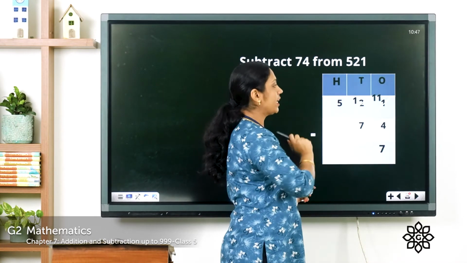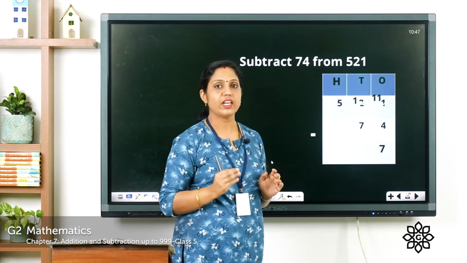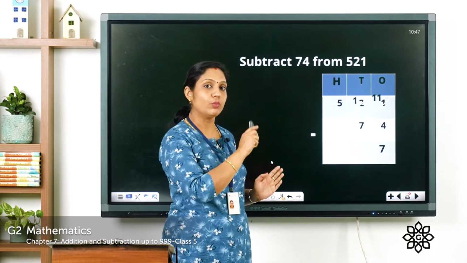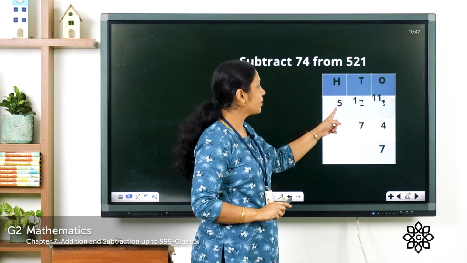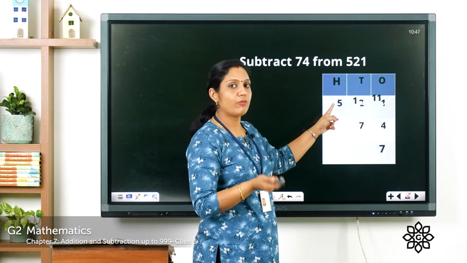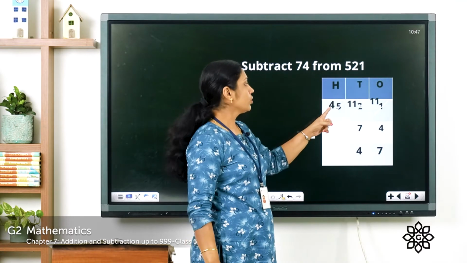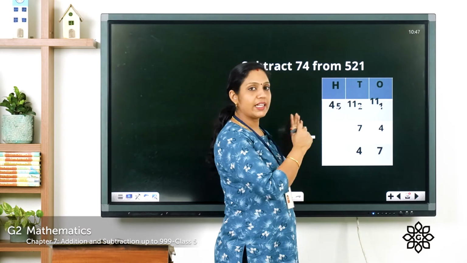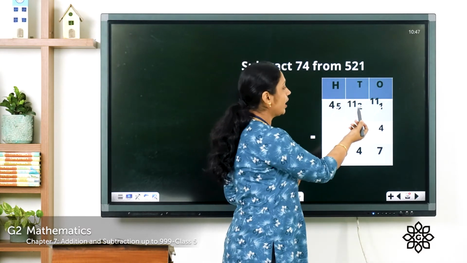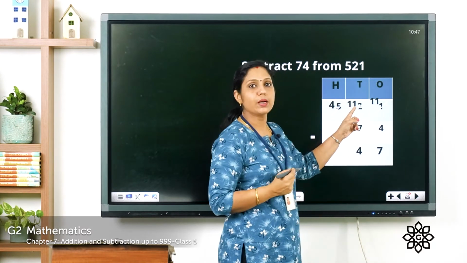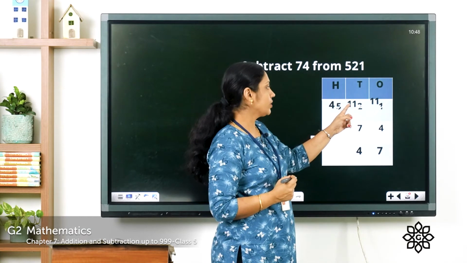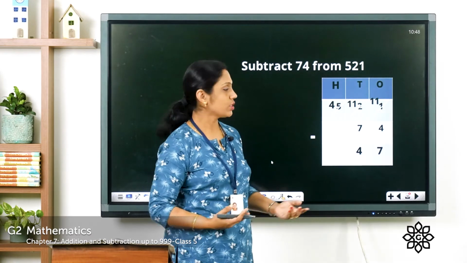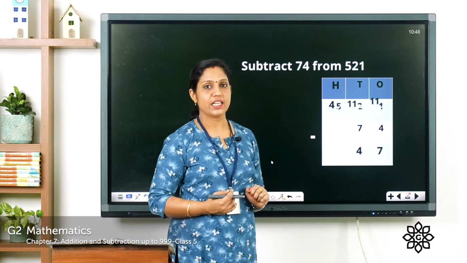Now we'll move on to the tens place. Now we have 1 minus 7 in the tens place. So are we able to subtract? No. Then what do we have to do? We have to move to the hundreds place. In the hundreds place we have 5. So we'll borrow from 5. So here in the hundreds place we can write the number 4, and that 1 we have borrowed we can take to the tens place, and here it becomes 11. Now we have to subtract 11 minus 7, and 11 minus 7 is 4. So that 4 you can write here in the tens place.